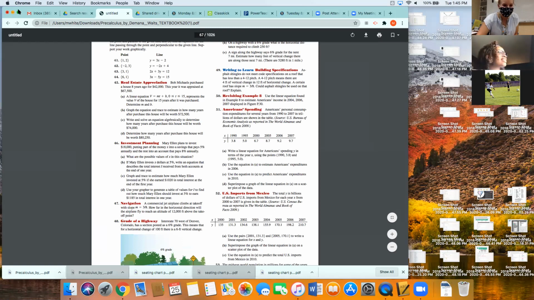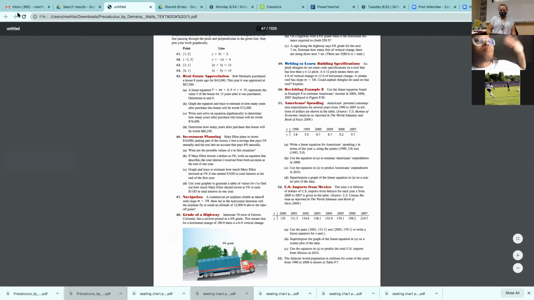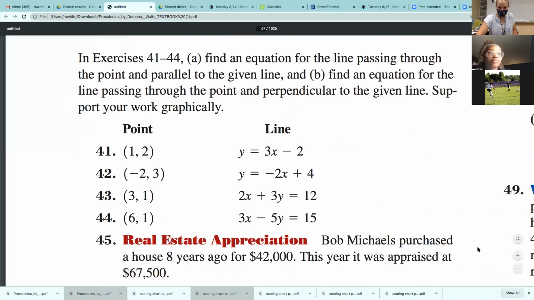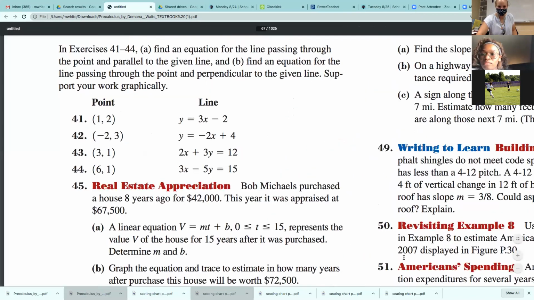Oh, God. Never a dull moment, guys. All right, let me make this a little bit bigger because I can't read that. Ooh, too big. I got a little too excited.